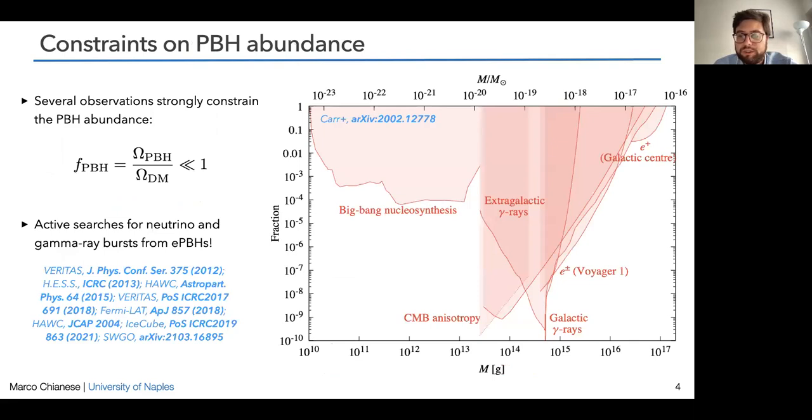The abundance of PBH is strongly constrained by several cosmological and astrophysical measurements, and also through the mechanism of evaporation into standard model particles, like, for example, gamma rays, charged particles, and so on. So the abundance of PBH, defined as this parameter here, f_PBH, for masses of 10^15 grams should be much, much smaller than 1, which also means that in this mass range, primordial black holes cannot account for dark matter in the universe. There are also active searches for the possible burst into neutrinos and gamma rays from the final stage of the evaporation of primordial black holes, and I refer to this paper here for these kinds of searches.